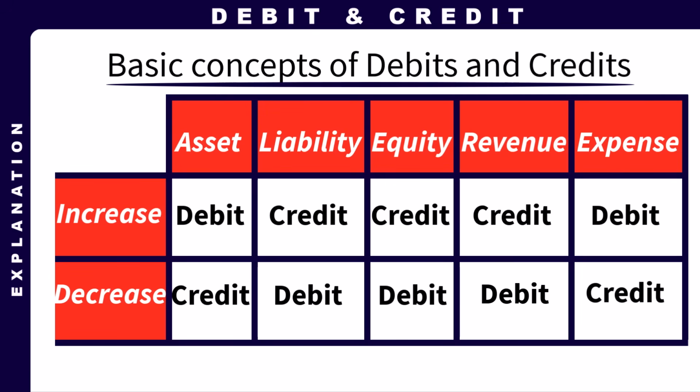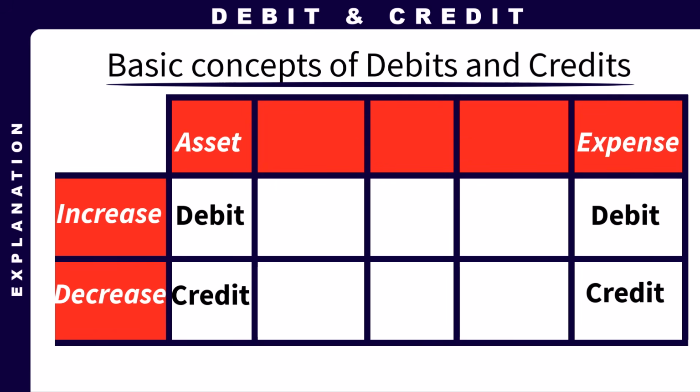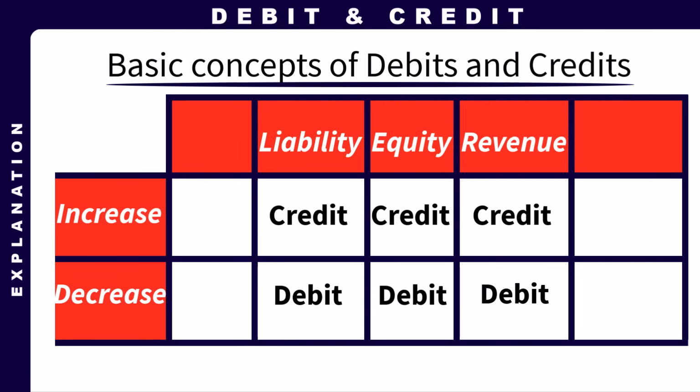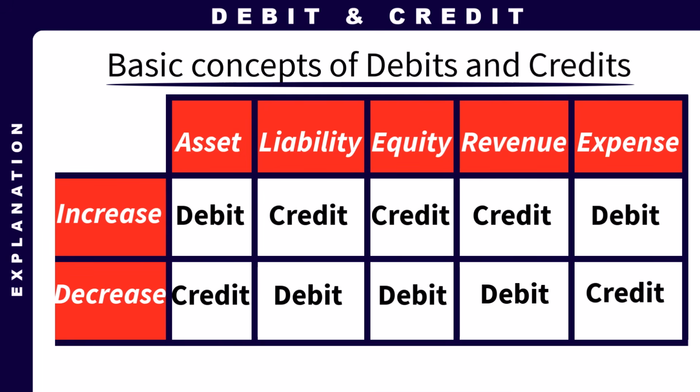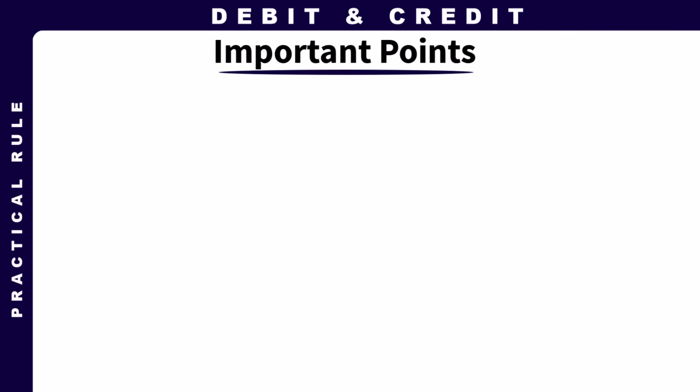The best way to memorize this, you probably noticed, is that asset and expense accounts have the same behavior. They both are debited when increased and credited when decreased. On the other hand, liability, equity, and revenue accounts have the same behavior and they are all credited when increased and debited when decreased. Let's now see some important points related to debits and credits.